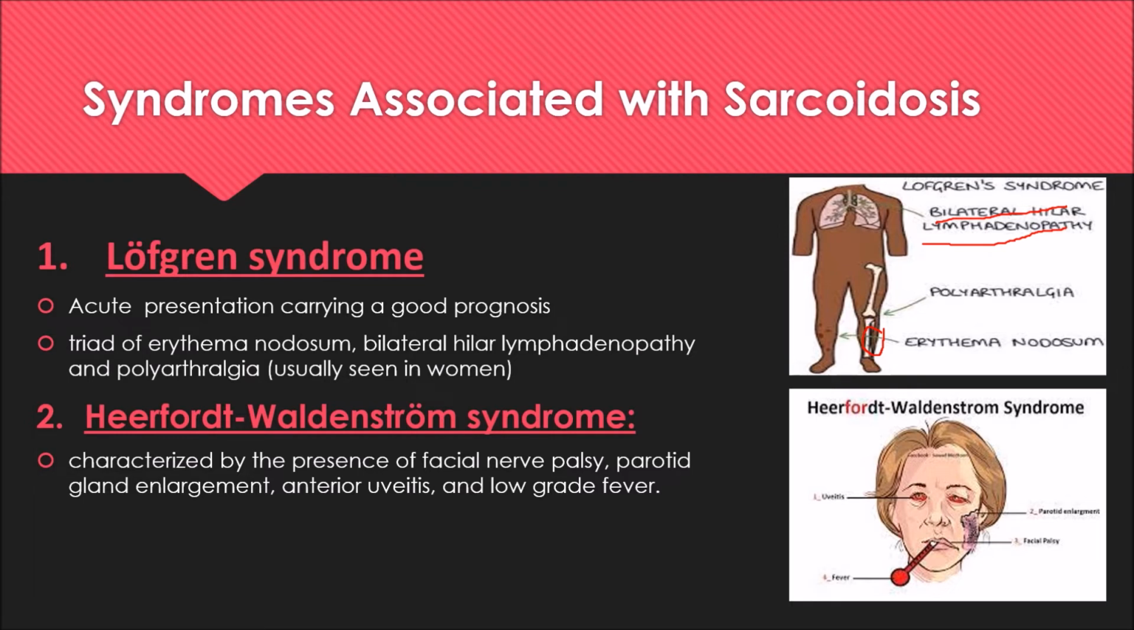The second syndrome is Heerfordt-Waldenstrom syndrome, which is characterized by presence of facial nerve palsy, parotid gland enlargement, anterior uveitis, and low-grade fever, as illustrated in the picture here.